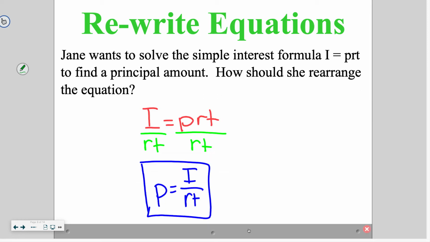Rearranging to get the principal by itself, we have to divide by the rate and the time. So we get interest divided by rate times time equals principal.